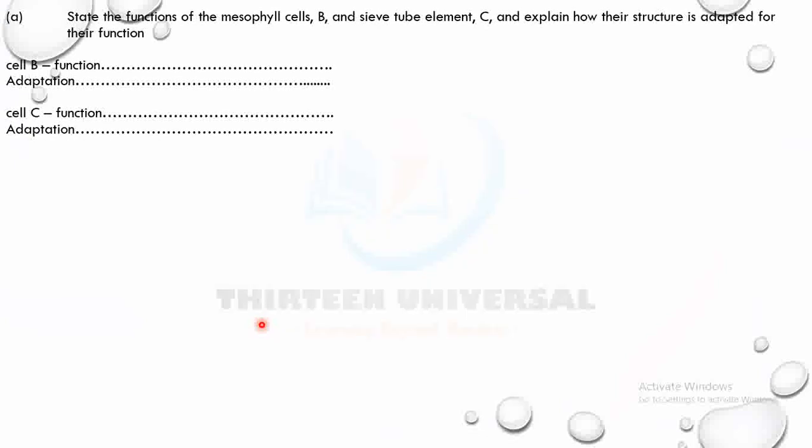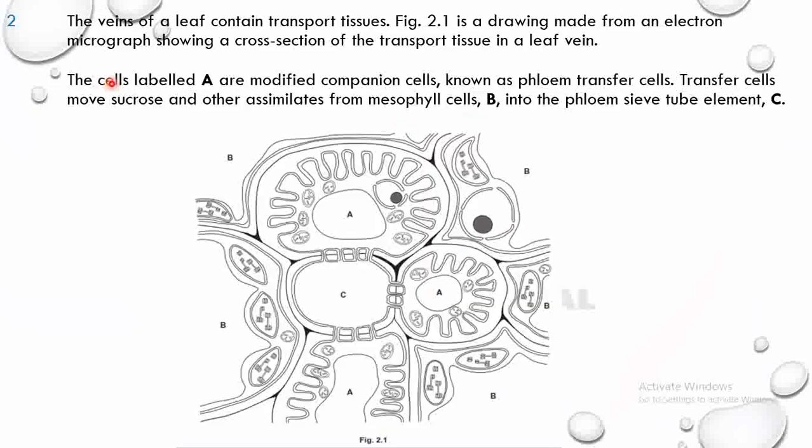Let's go. It says: state the functions of the mesophyll cells B and sieve tube element C and explain how their structures are adapted to their function. I want you to pause the video, right? So cell B, function. What is the function of cell B and what's the adaptation? Look at cell B. This is B. That's B. So pause the video and try it.